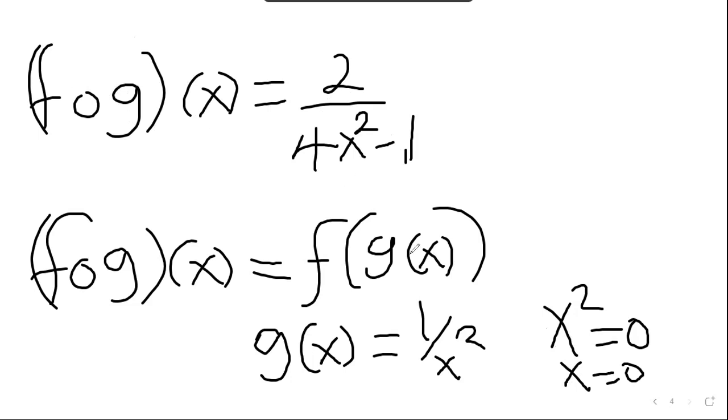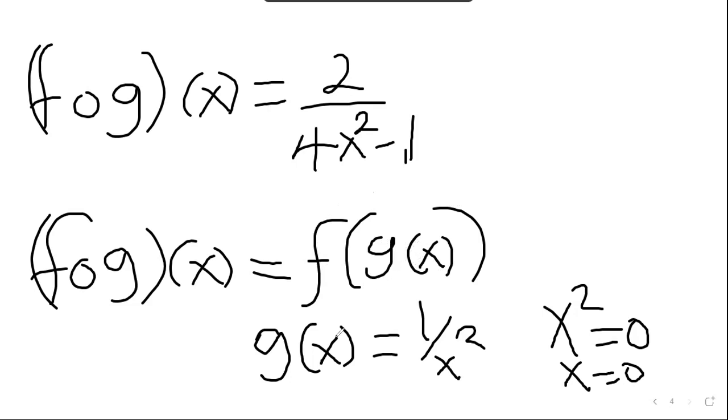So number one, to find the domain for the composite function, you have to first find the domain for the inside part, the function which is inside. And then after you found the domain for the function which is inside, that's when you find the domain for the outside function.